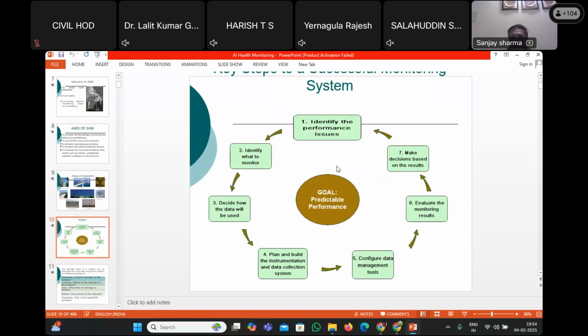So that is where AI applications come in, wherever this is. It is about how to gather the data, how to analyze the data, and how to use that data for making the decision.